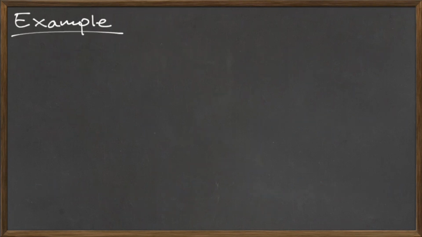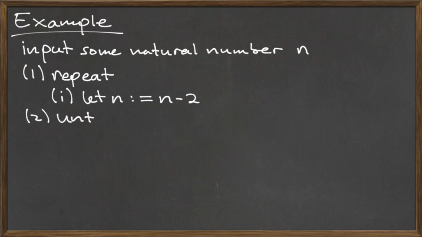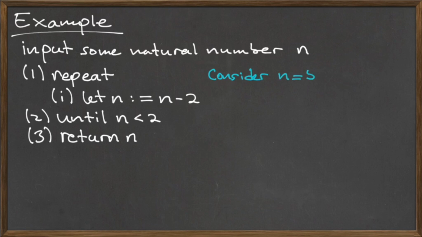To illustrate how a loop works, consider the following algorithm, which accepts as input a natural number n. Let's run this algorithm with the input n equals 5. The first step in our algorithm is the word repeat, which signifies that we are entering the loop. The only step in this loop is to use the let equal assignment to redefine the variable n to take on the value n minus 2. The current value of n is 5. So, after redefinition, the variable n will take on the value 5 minus 2, which is 3.